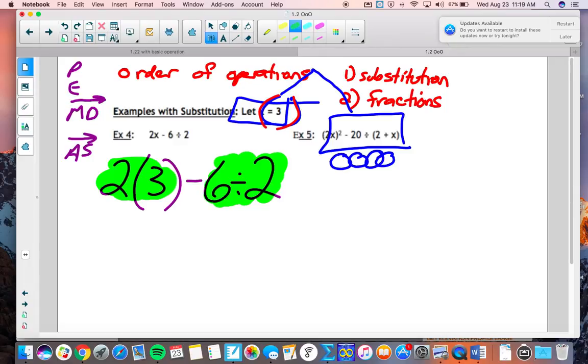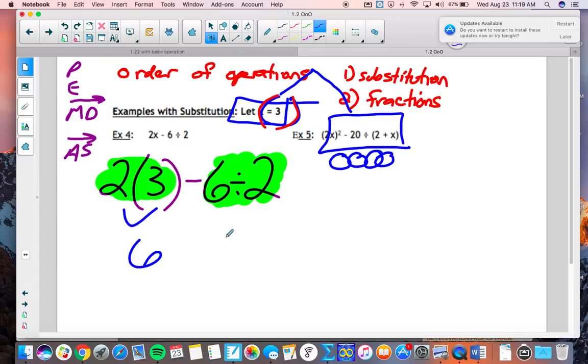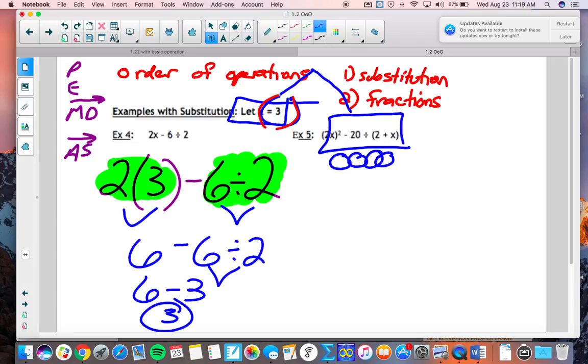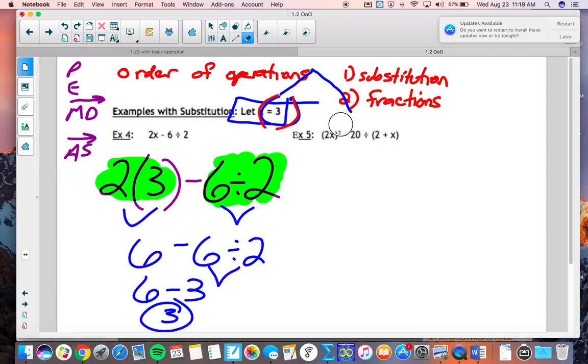What should we be thinking we should do first? Thinking multiplication. Why should we think multiplication here? Because it's on the left side of this problem. So 2 times 3 is 6. Now, before we do any subtracting, we should also divide. And by the way, if you realize, I can go left to right, but I can do both of these at the same time. Go for it. That's absolutely fine. 6 divided by 2 is 3. So then we get 6 minus 3 is 3. Boom, final answer.